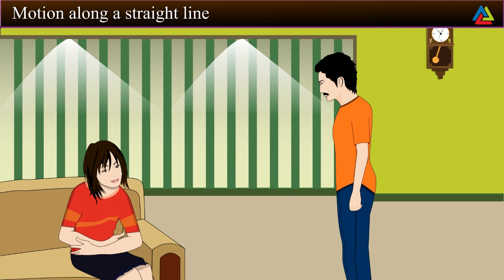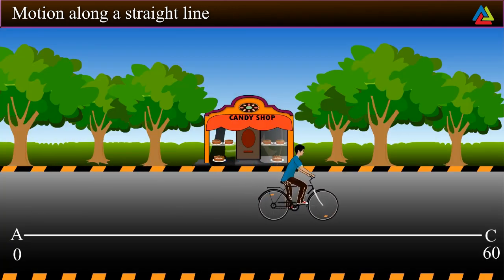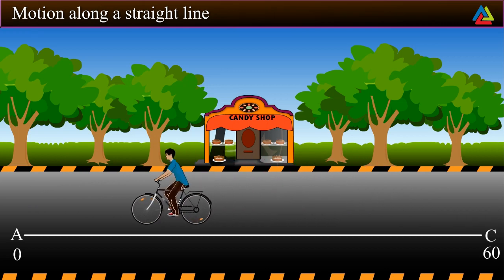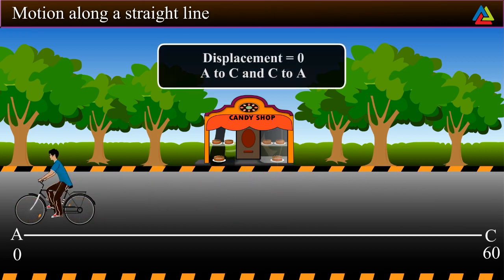Dad, can displacement be 0? Yes, why not? If Ravi rides his bicycle from A to C and back to A from C, then displacement of Ravi will be 0.